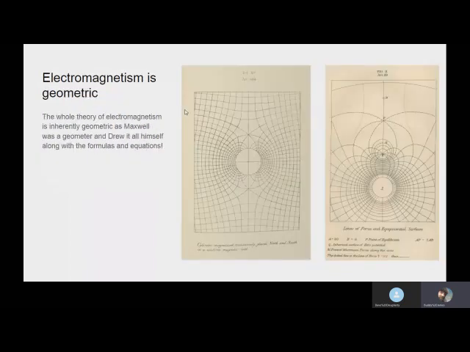I don't know if I put that in the presentation here or not, but electromagnetism is geometric. The whole theory of electromagnetism is inherently geometric, as Maxwell was a geometer and drew it all himself, along with the formulas and equations. Here's just a few of the equations that he had, and that's to wrap up the presentation here.